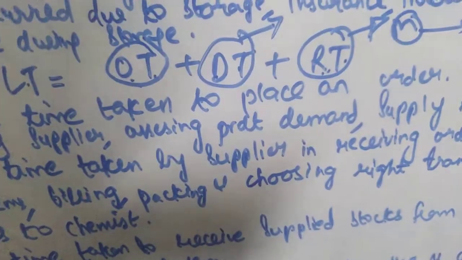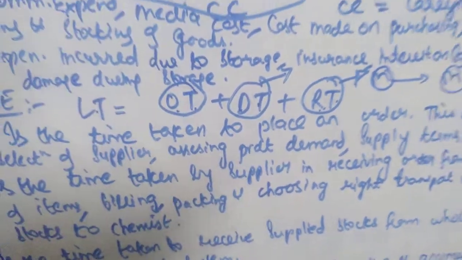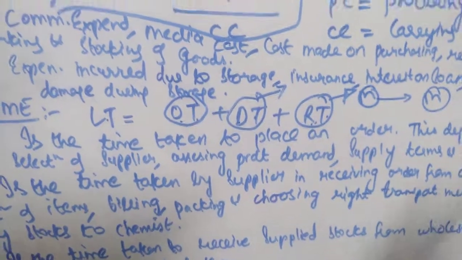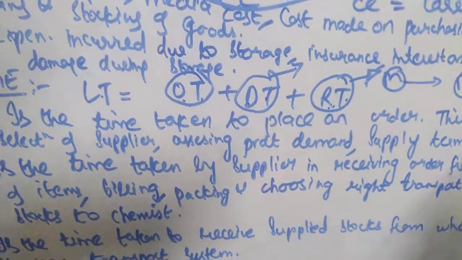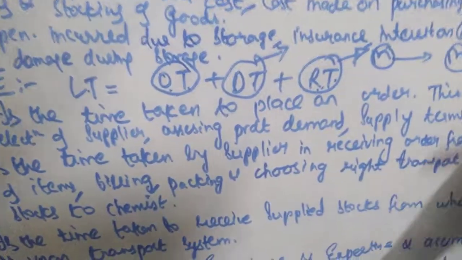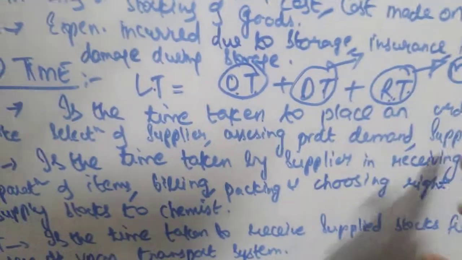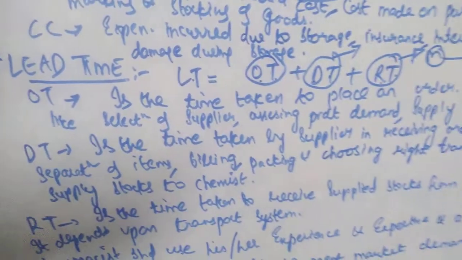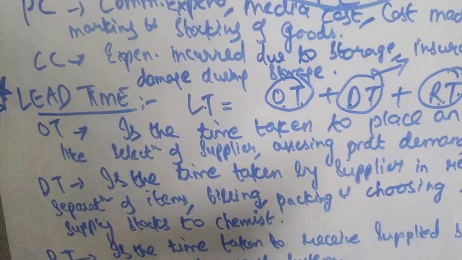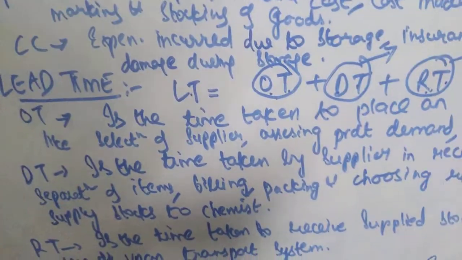That means, suppose you have selected A, then how many do you have to order? 10, 20. So you have to assess the demand and then order. It will depend on factors like selection of supplier, assessing the product demand, supply terms and discounts. So you have to consider on which product he is giving how much discount. All of that comes under ordering time.